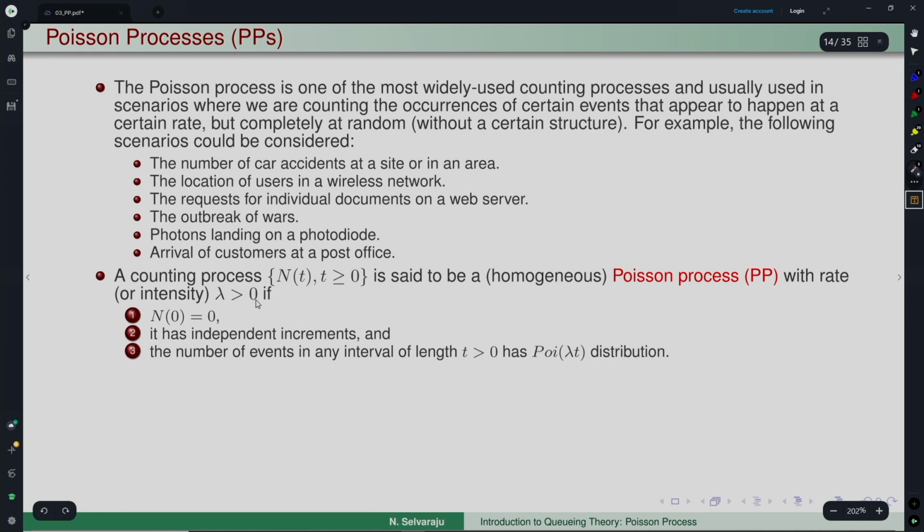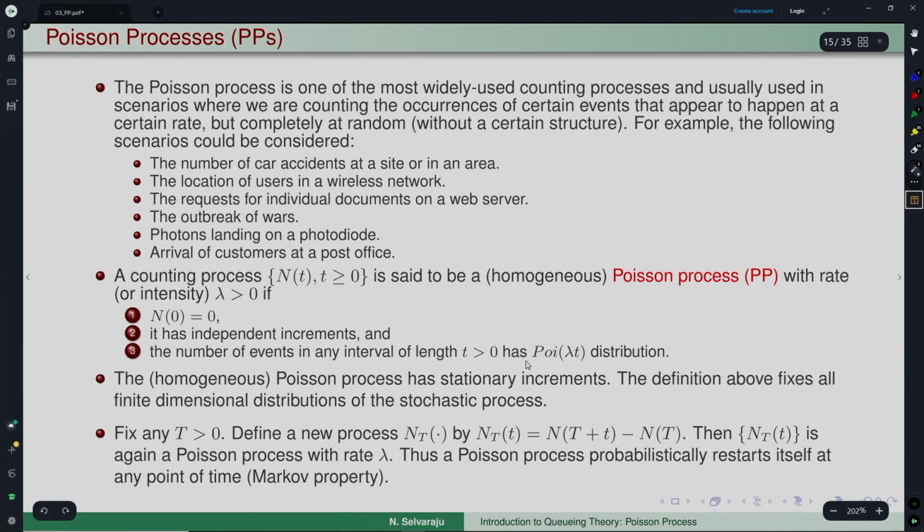So at time 0 no event has happened, then the events start to occur. It has independent increments, which means the increments in non-overlapping intervals are independent, and the number of events in any interval of length t has a Poisson distribution with parameter lambda t. This homogeneous Poisson process also has stationary increments, which we can show. Sometimes this is given as part of the definition, but one can also show from this that it has stationary increments.